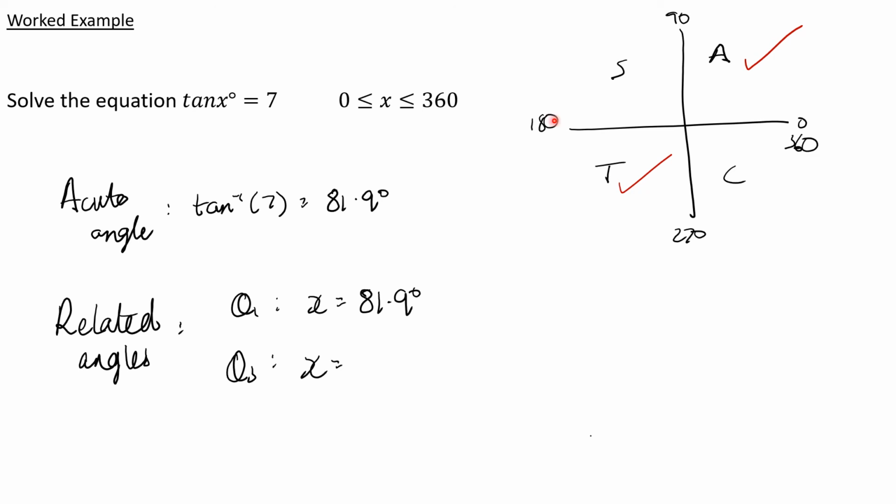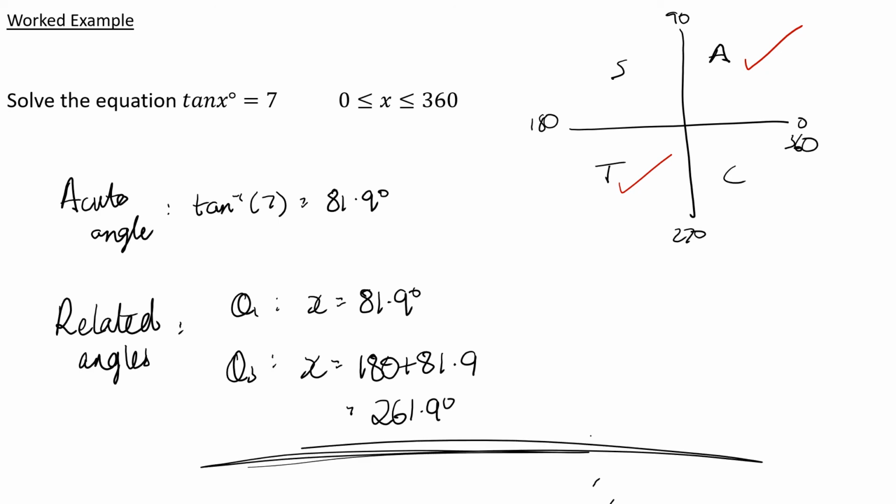In quadrant 3, our angle needs to lie in between 180 and 270. This isn't in between 180 and 270. So we're going to work from the horizontal line, and we're going to work this way. So we're going to do 180 plus 81.9. That should be 261.9 degrees. Okay, and that's how we solve it.